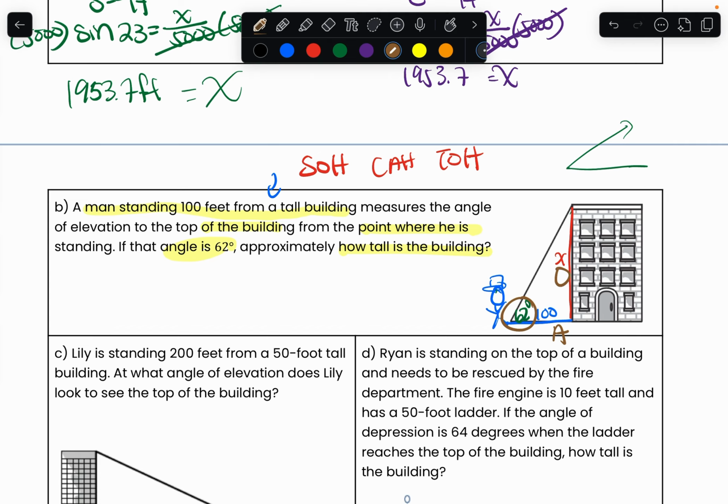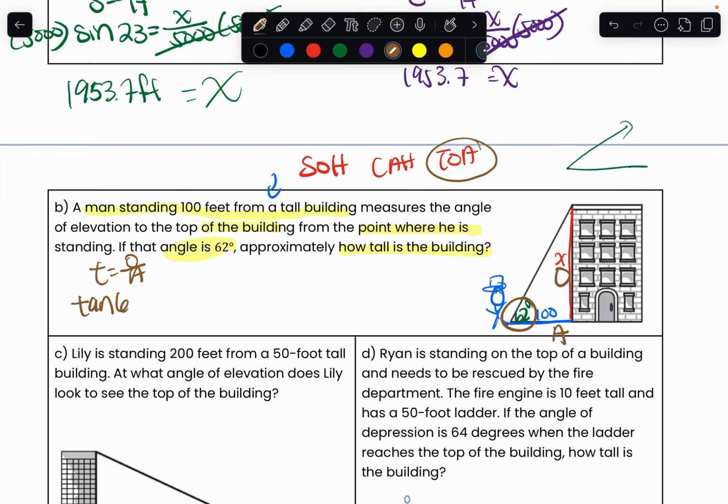So if I have opposite and adjacent, which one of these SOHCAHTOAs will I use? Oops, I made a mistake right here. This is actually A. Which of these SOHCAHTOAs will I use? Well, if I have O and A, then the one I will use is the tangent. So let me put it down. Tangent equals opposite over adjacent. Now, I need to write everything out. Tangent of what reference angle?